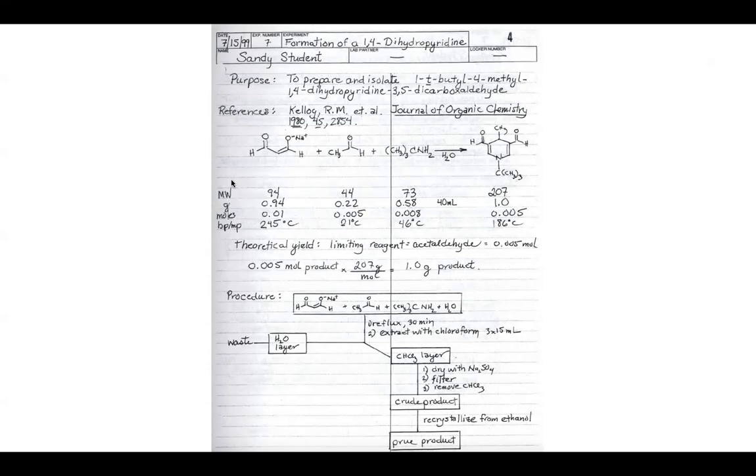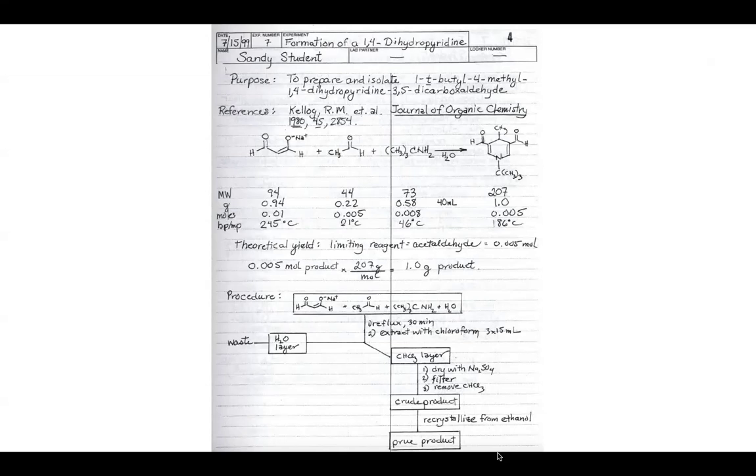So I would have marked them as incorrect for not having units right here. All right. Another great element to include in a pre-lab is your theoretical yield. How much material could you theoretically make given these starting amounts? Okay. And then the procedure.